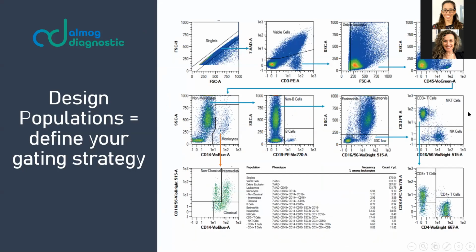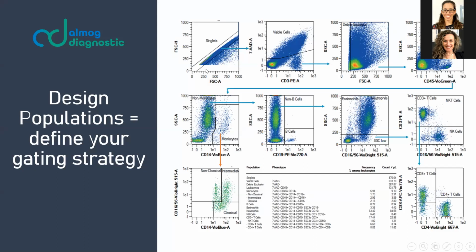So last and not least, defining the gating strategy. After you design your antibody panel and you know which populations you want to see, you want to carefully design also the gating strategy in order to see how you get the most accurate data and statistics for your cells of interest. So here is an example for phenotyping of white blood cells.